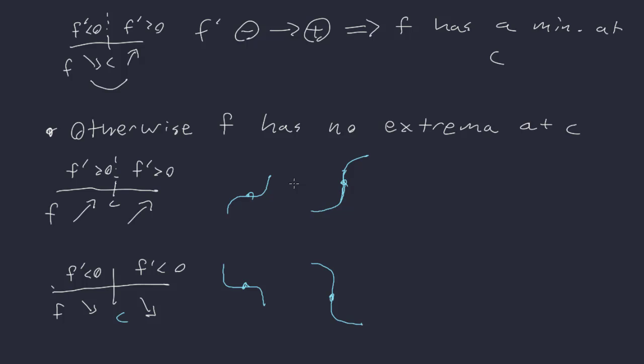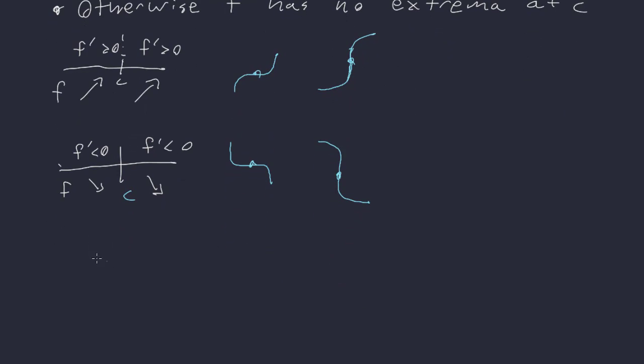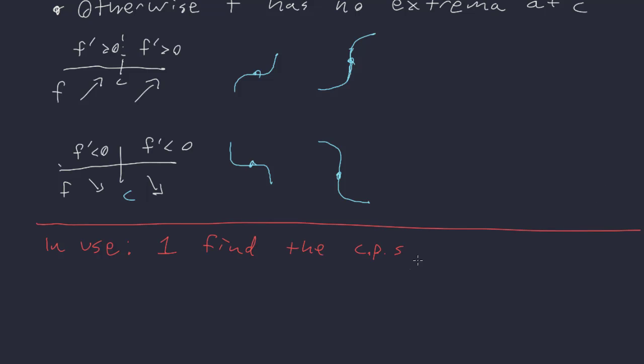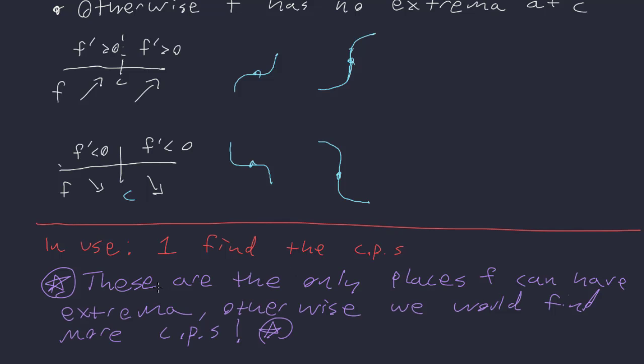Now in practice, the key to how this works, okay, is we find the critical points, and the trick is that these are the only places where f can turn around or behave in this way. Because if there were more places where that could happen, we would find more critical points. Okay, I mark this with a star here because this is really how this works. Because these are the only places f can have an extrema. Otherwise, we would find more critical points.